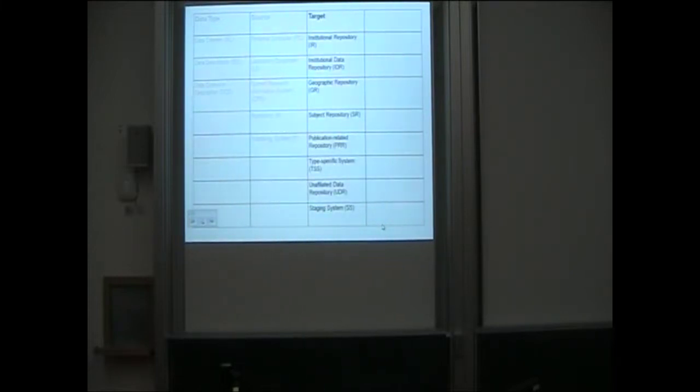Is it a file from your PC, deposited from laboratory equipment, something like a CRIS system, coming from another repository, or even research data coming from a publication management system? Next up then was the target. So you have your research data, you know where it's come from, where's it going to? Is it an institutional data repository, geographic repository, subject repository, publication-related repository, a type-specific system that only holds one type of research data, unaffiliated data repositories, something like Figshare maybe, or a staging system.